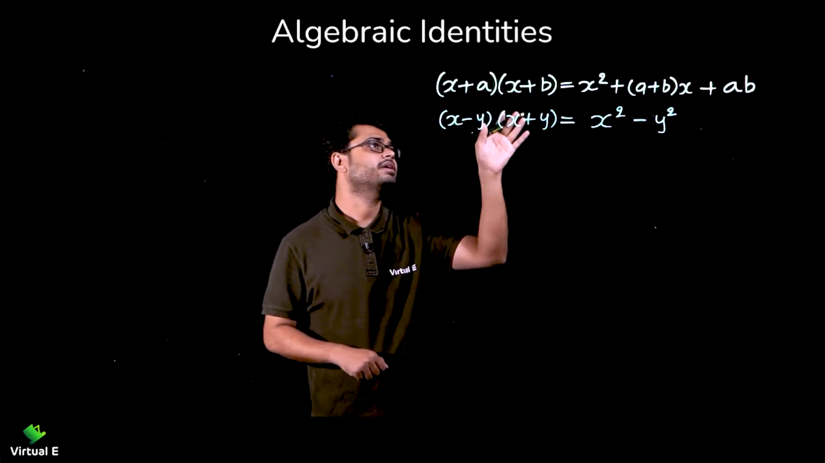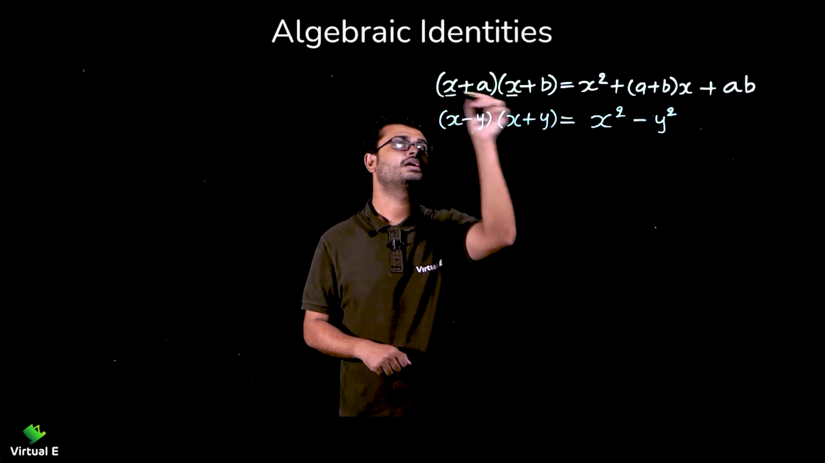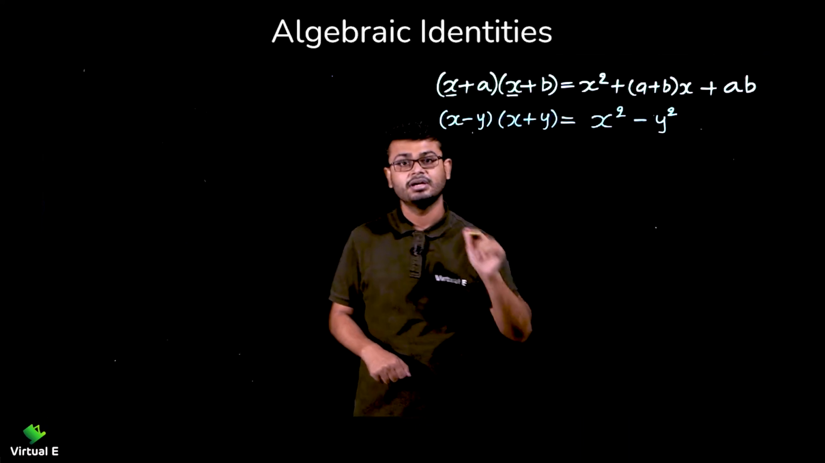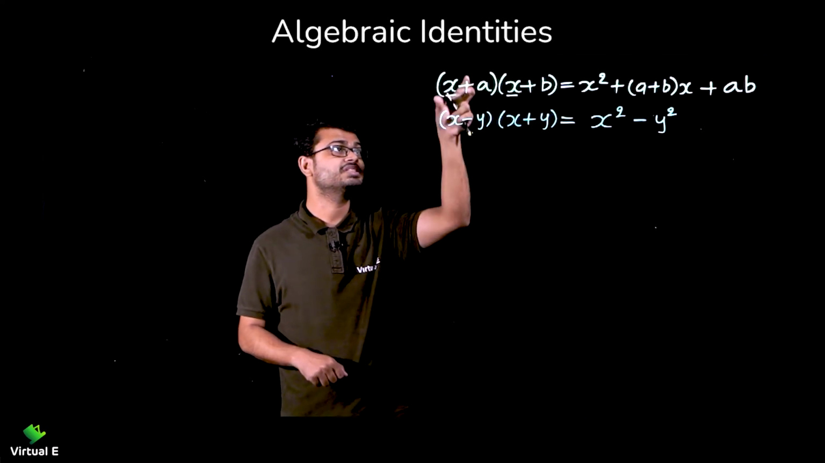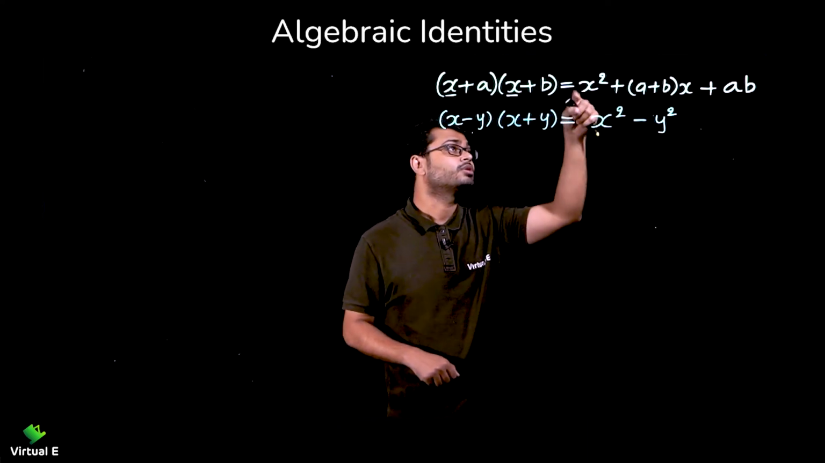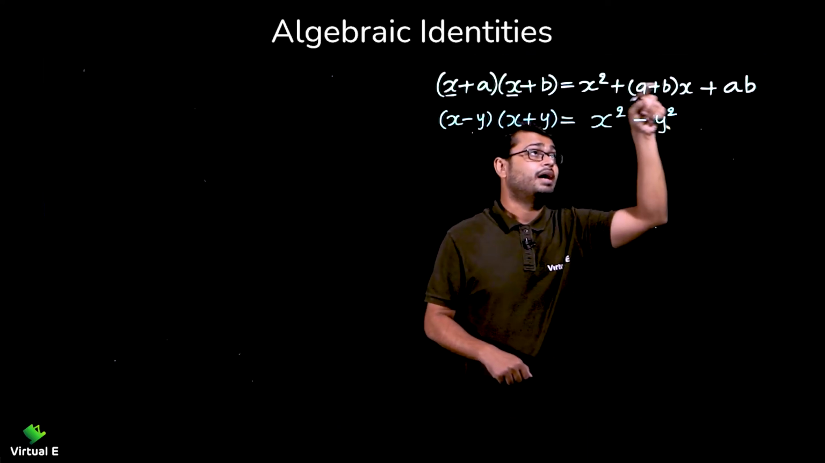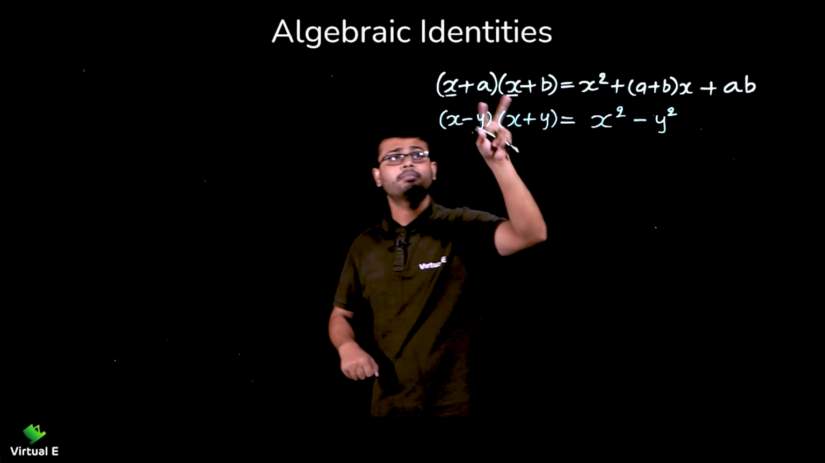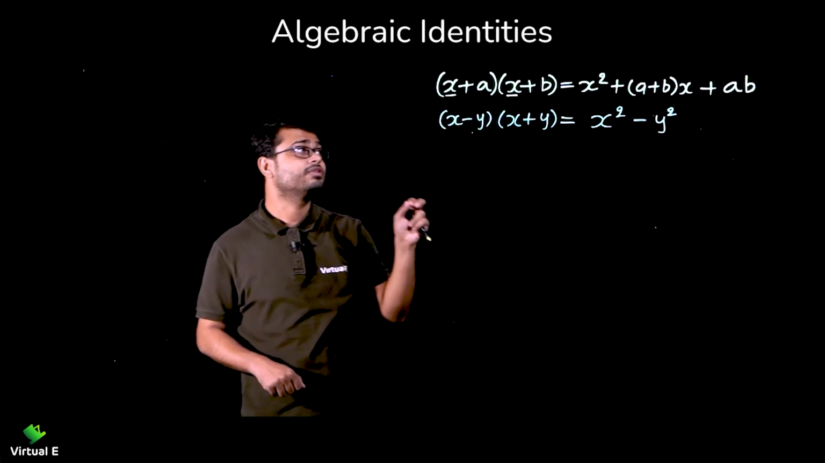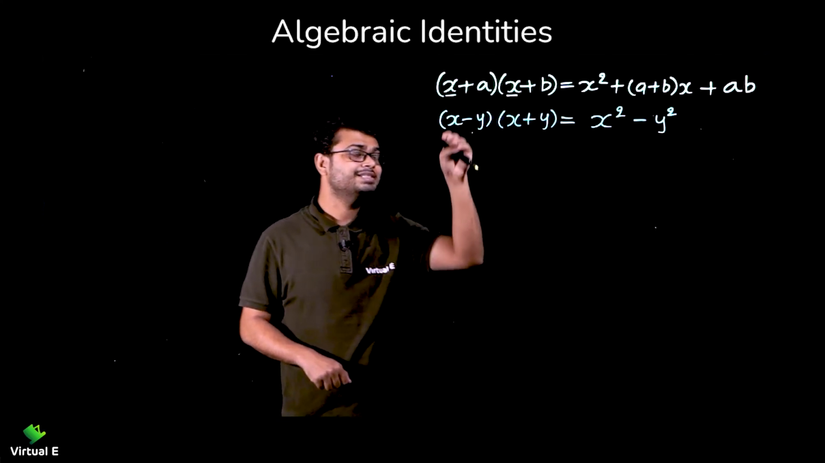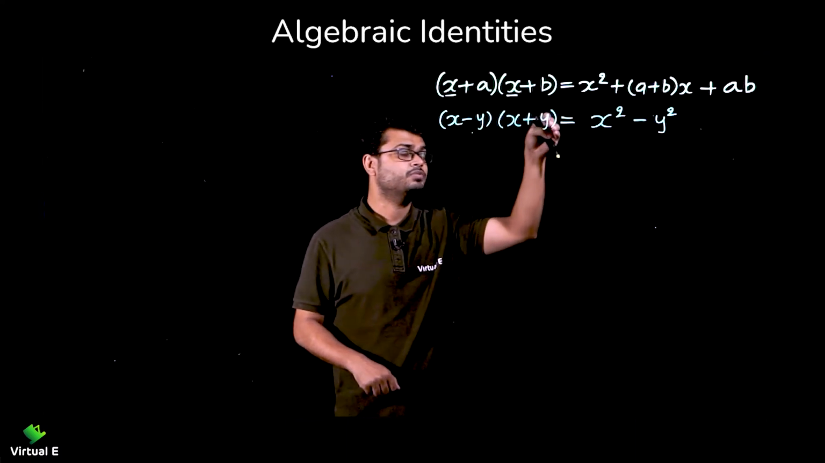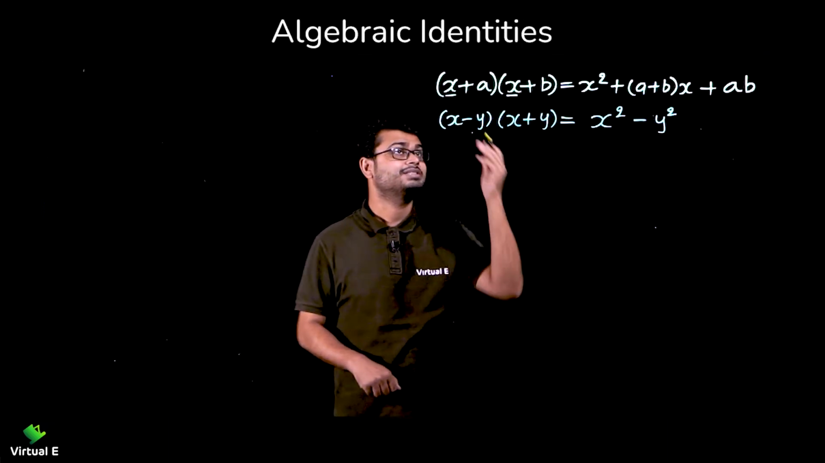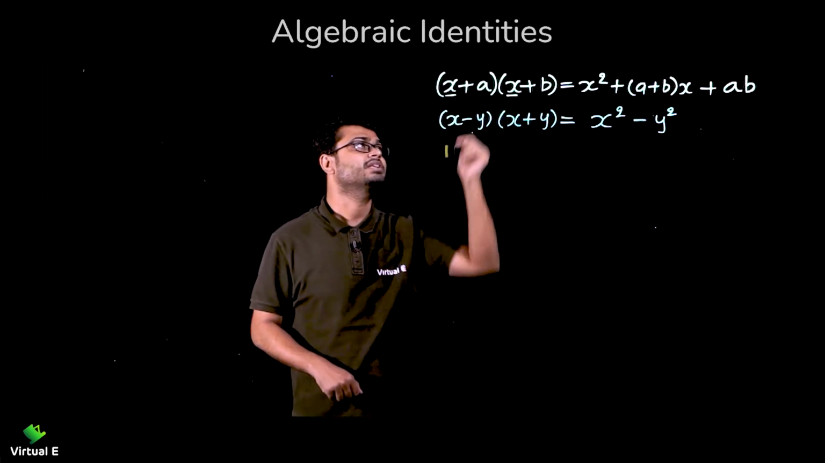Now, see over here that x is being repeated, x and x. So the first number will be the same. The second number could be anything in both of them. But the first number or first term should be the same in both of the brackets. Then you need to do the square of the first term plus the addition of the two numbers into the first term plus the product of the remaining two numbers. We are going to do a few questions based on this, right? And the second is (x minus y) into (x plus y) is equal to x square minus y square. This you learned in grade 8, very simple, right? Let's start with examples of the first identity.